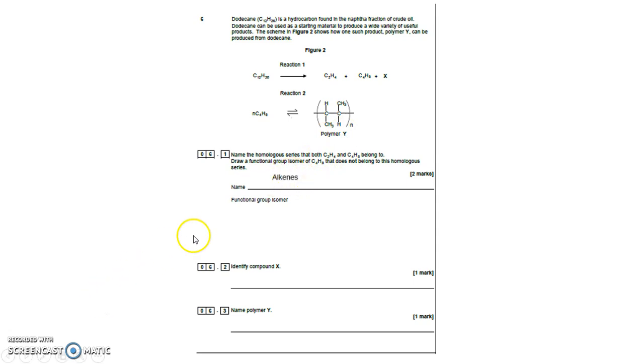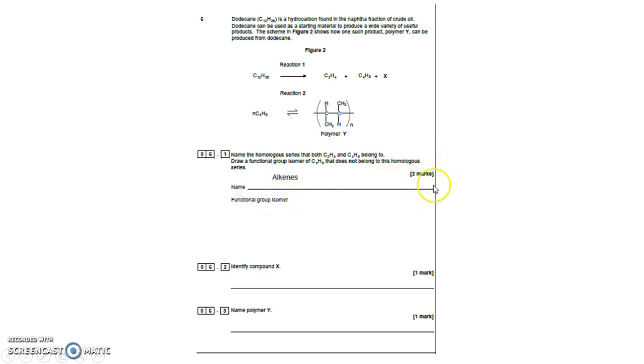Now, what's a functional group isomer? So, a structural isomer is where the molecular formula stays the same, C4H8 stays the same, but the structural formula changes. C4H8 has changed its structure, retained its molecular formula, but changed its structural formula. So a structural isomer does that, and there's 3 kinds. Number 1, a chain isomer. Number 2 is a positional isomer, and number 3 is a functional group isomer.